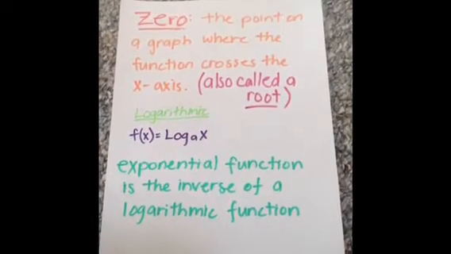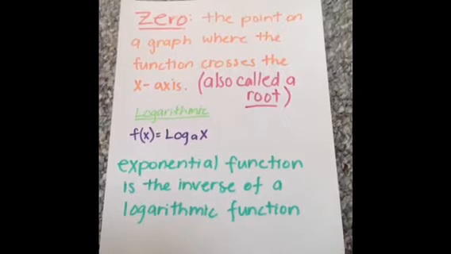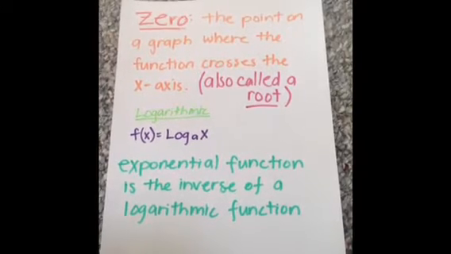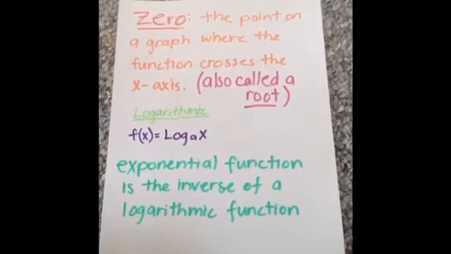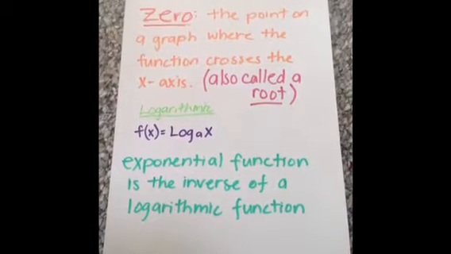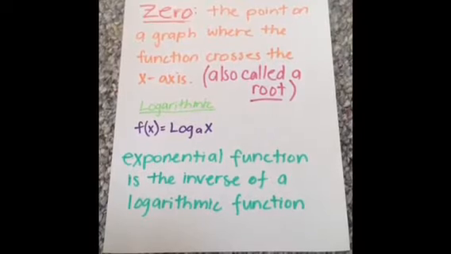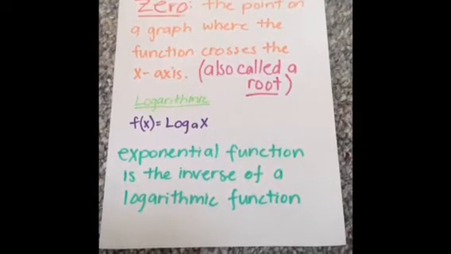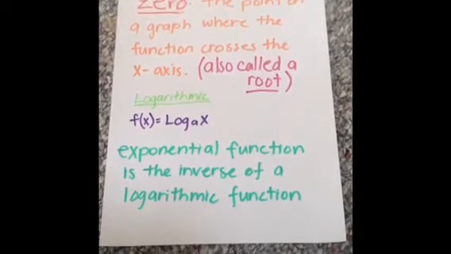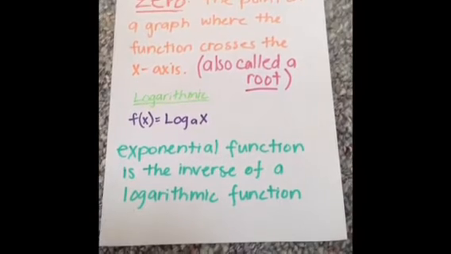Zero: the point on a graph where the function crosses the x-axis. This is also called a root. The equation for a logarithmic function is f of x equals log a of x. Remember, an exponential function is the inverse of a logarithmic function.